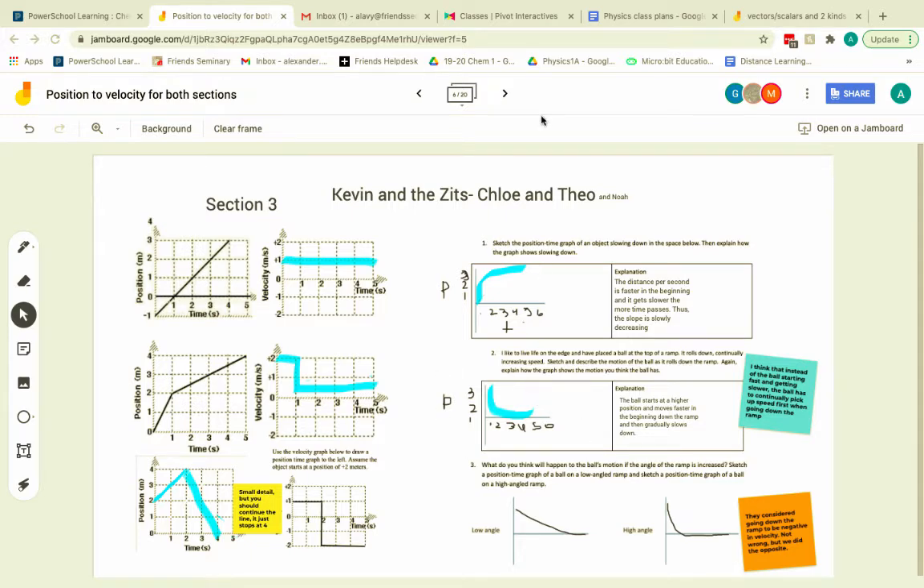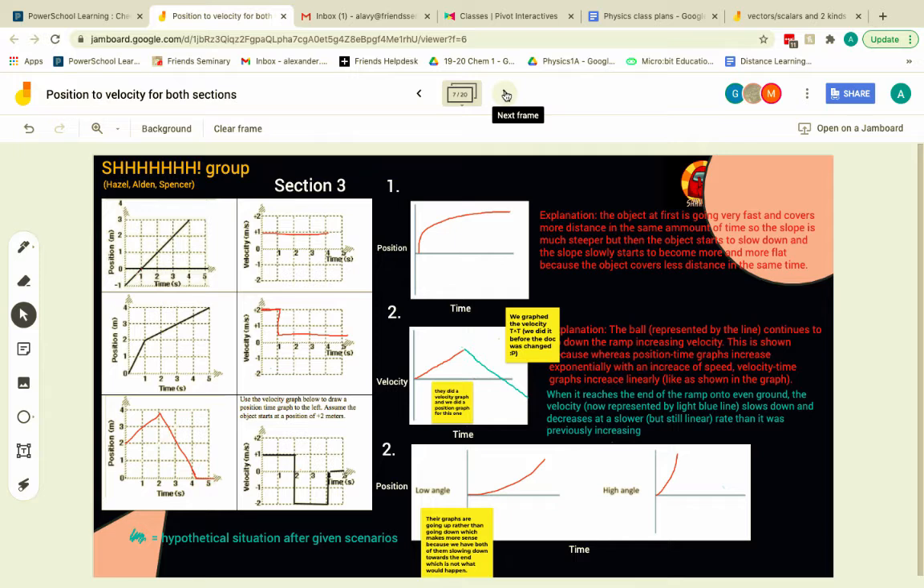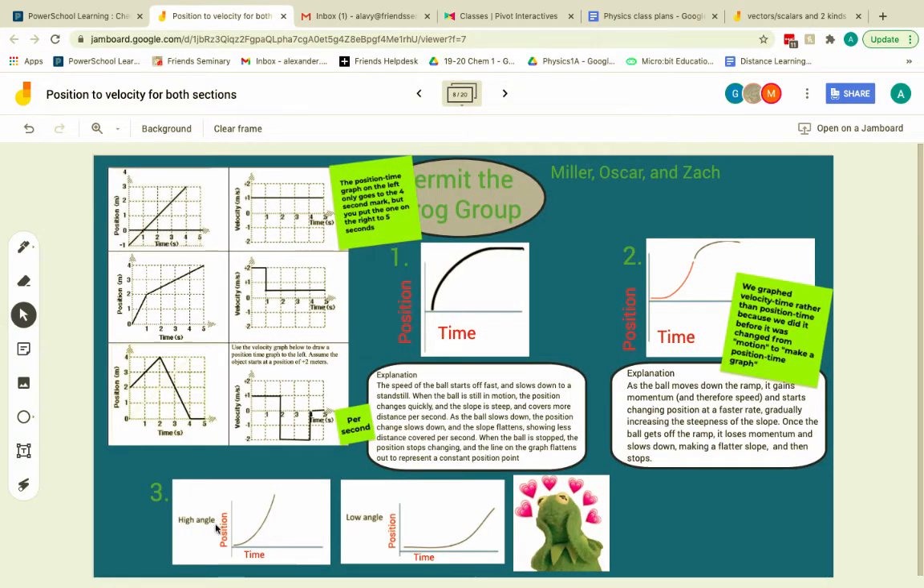So if we look at this, and then you compare it to, well, this group did actually something quite interesting. They drew a velocity graph here because they interpreted what I said literally. I meant for them to be position graphs, but they drew a velocity graph. But note that their two position graphs for the low and high angle look different than that first group. This group, right, drew them like this. Their position graph like this.